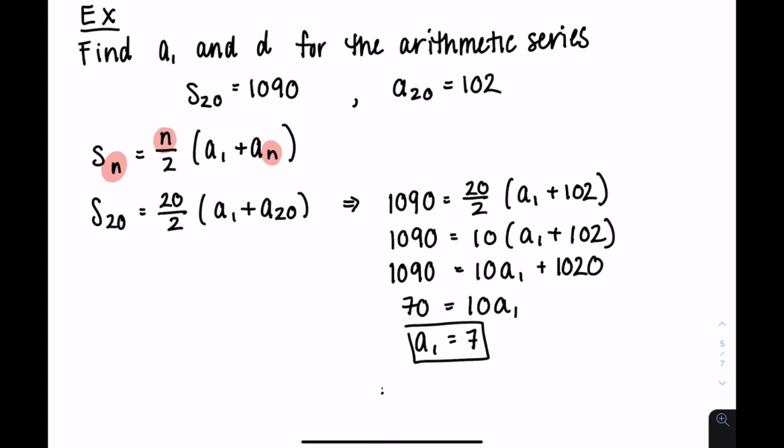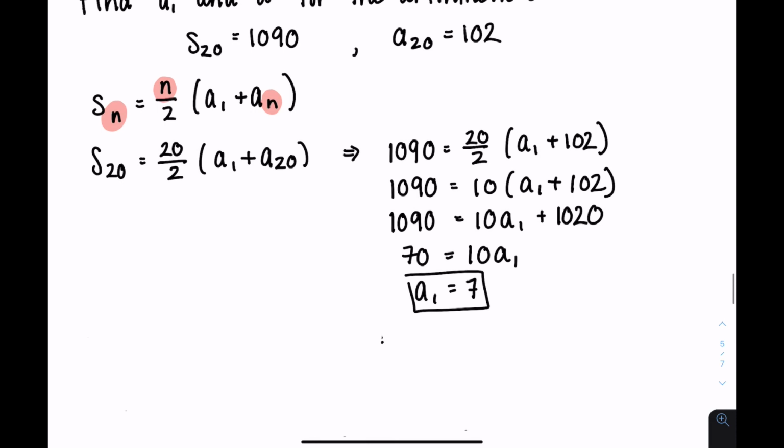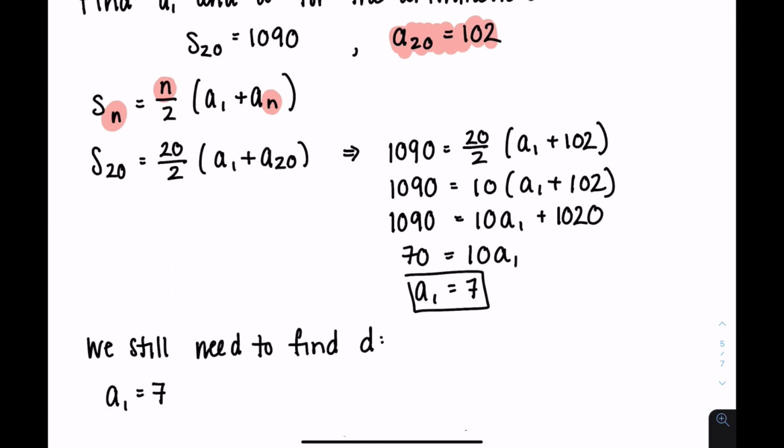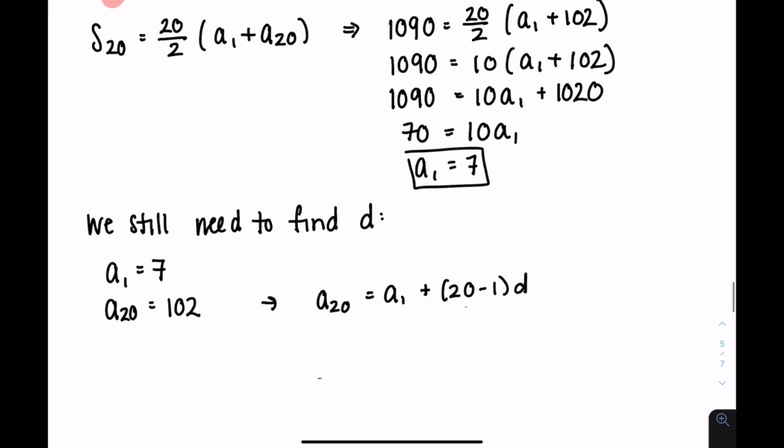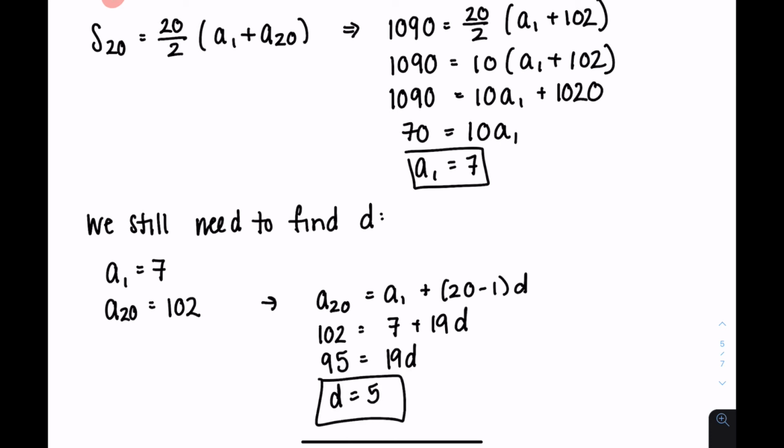But I still need to figure out what the value of d is. I can go ahead and use this piece of information. So we still need to find d. You know A1 is equal to 7. You know A20 is 102. But the 20th term is A1 plus n minus 1 times d. We figured out already what A1 is equal to, so the only unknown in this equation now is d. Going through and solving for that, we end up with d equals 5.